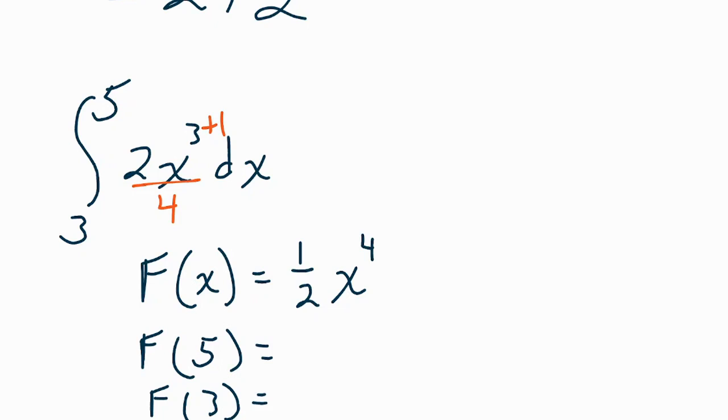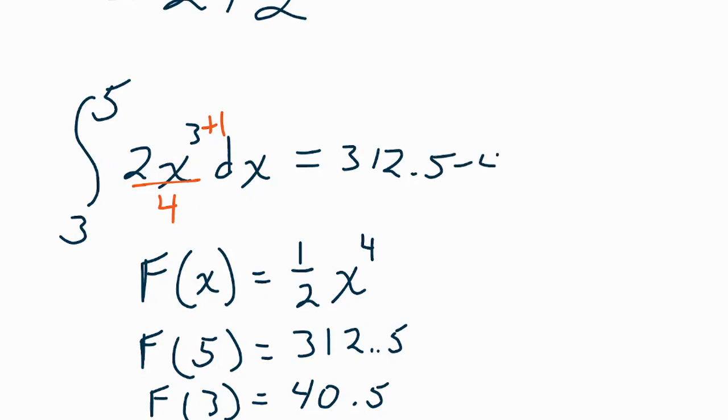So we got to do some more plugging in. You end up with 312.5. Having trouble reading my handwriting here. And we end up with 40.5. And when you subtract those two numbers, 312 and 40, you get 272. I'll be.